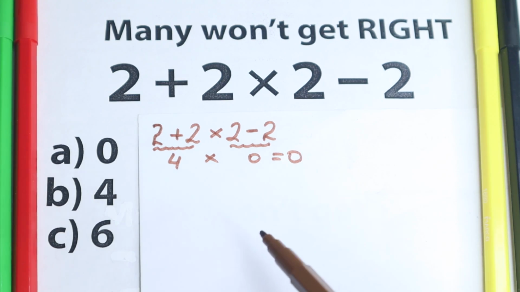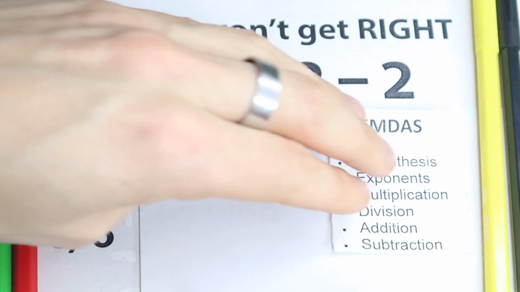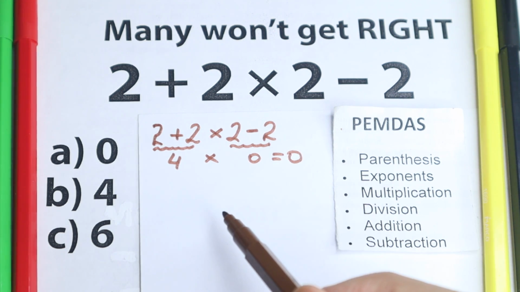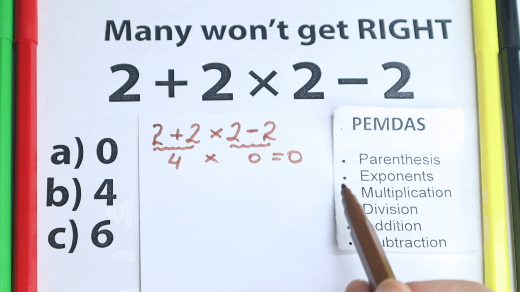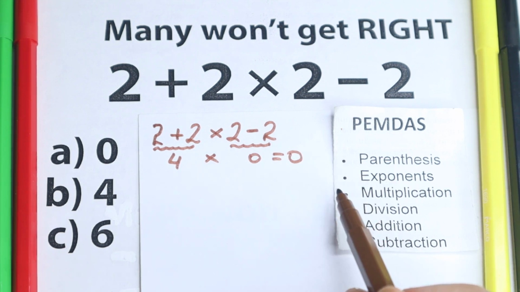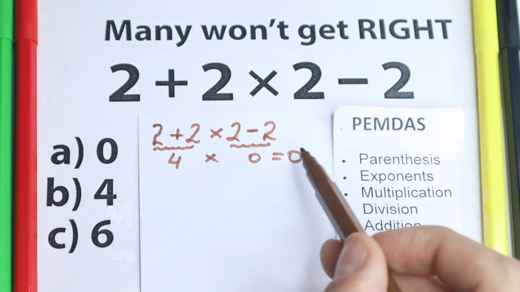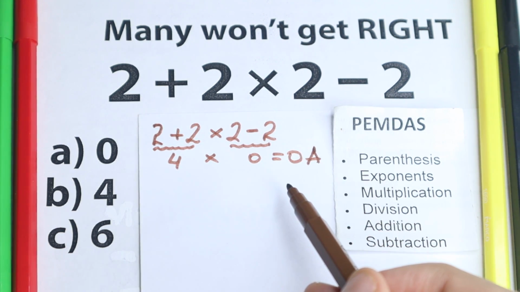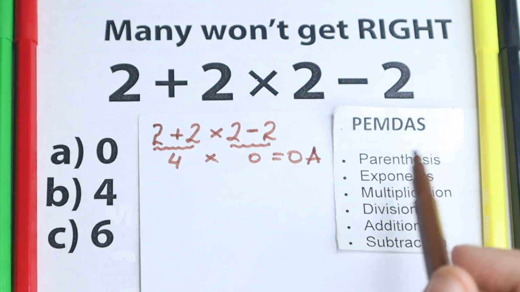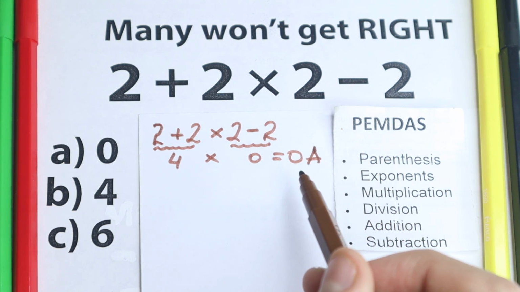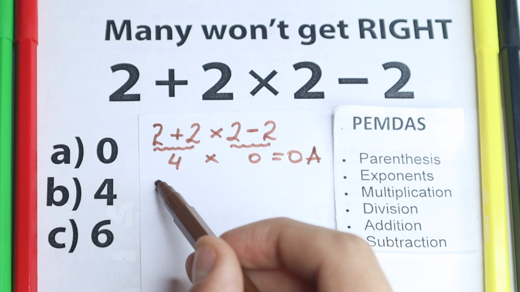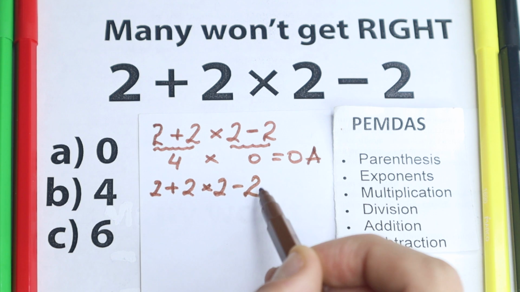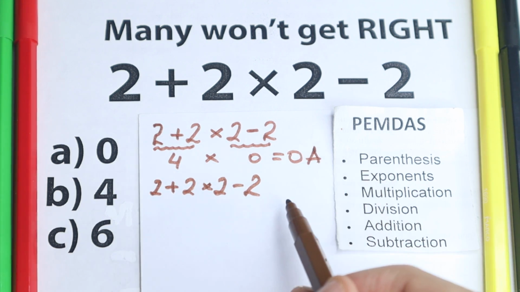For this question, let's look at the PEMDAS order of operations. This is the most popular order of operations in the world. All internet libraries and scientific and graphing calculators work according to PEMDAS. Let's solve it according to PEMDAS and check it with option A, which is 0. Maybe 0 is the correct answer, I don't know exactly, but let's solve it together. We have 2 plus 2 times 2 minus 2.